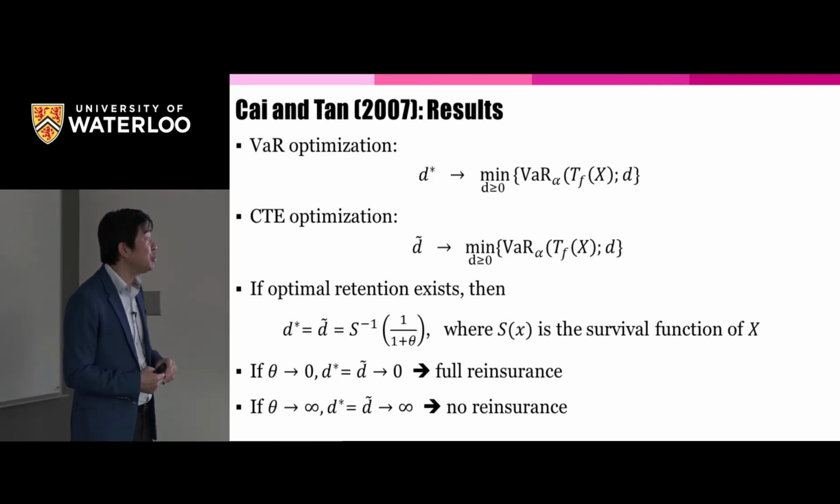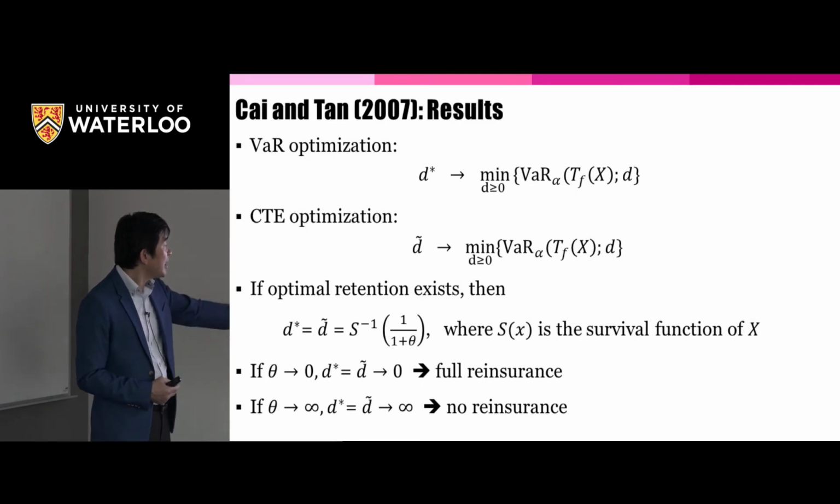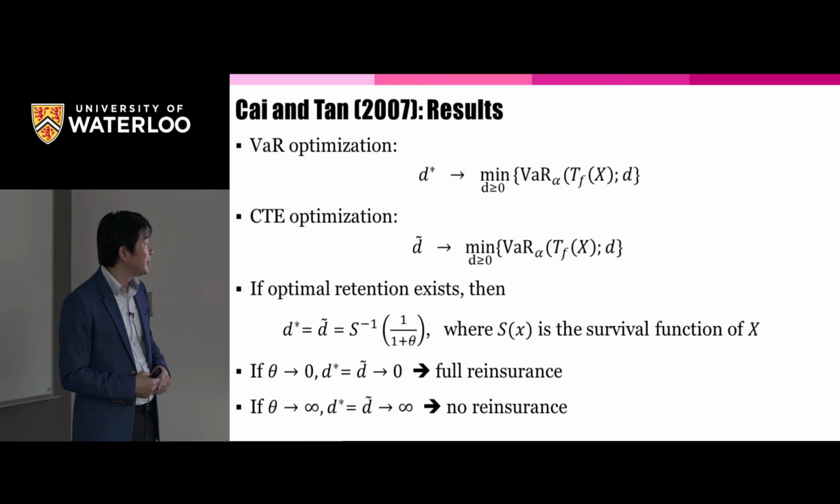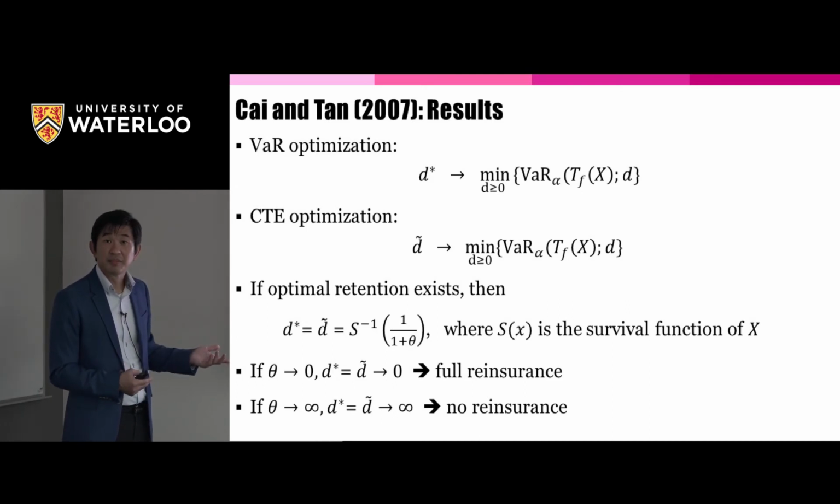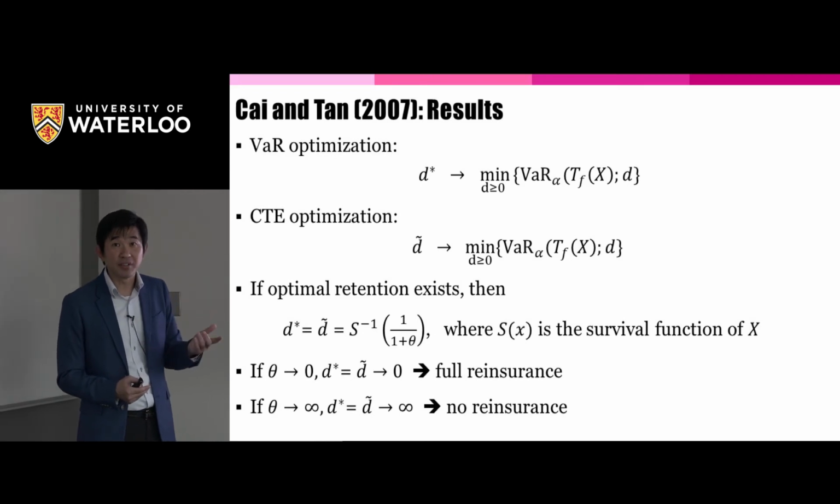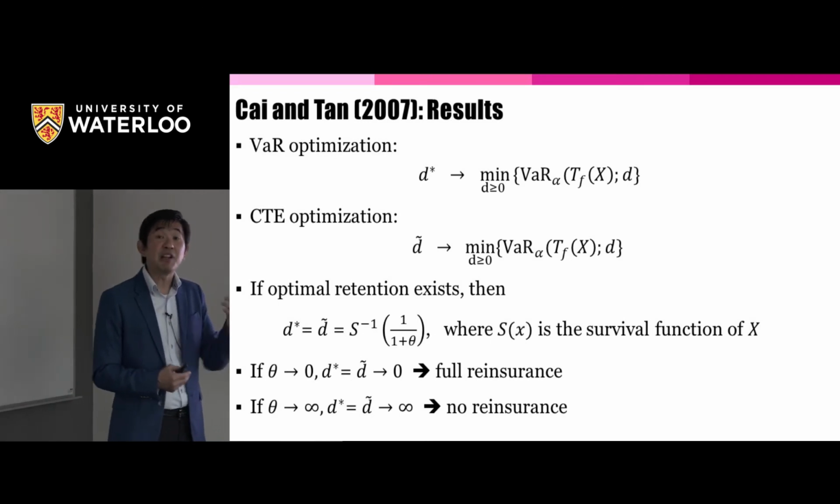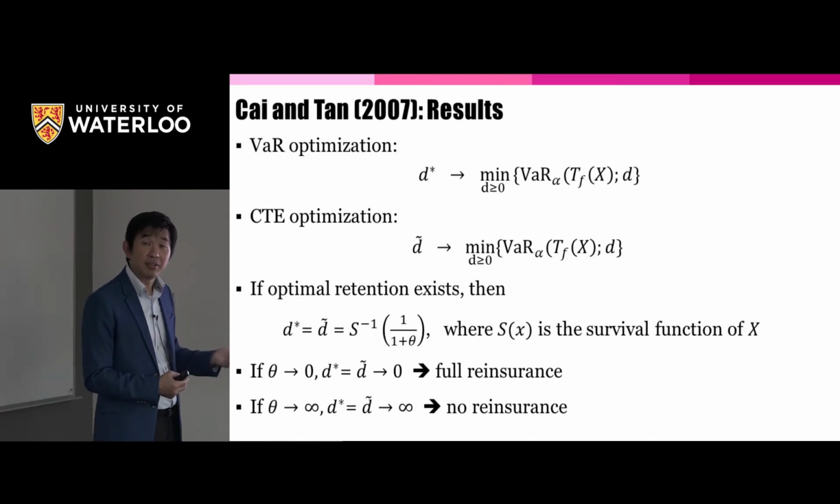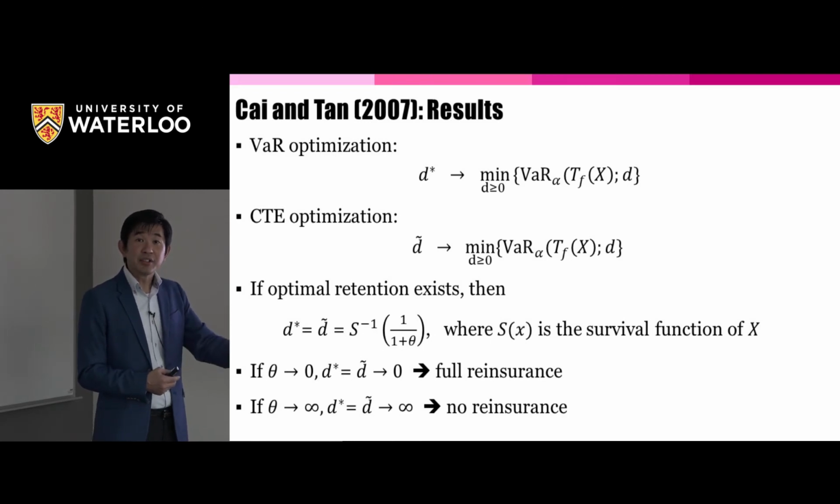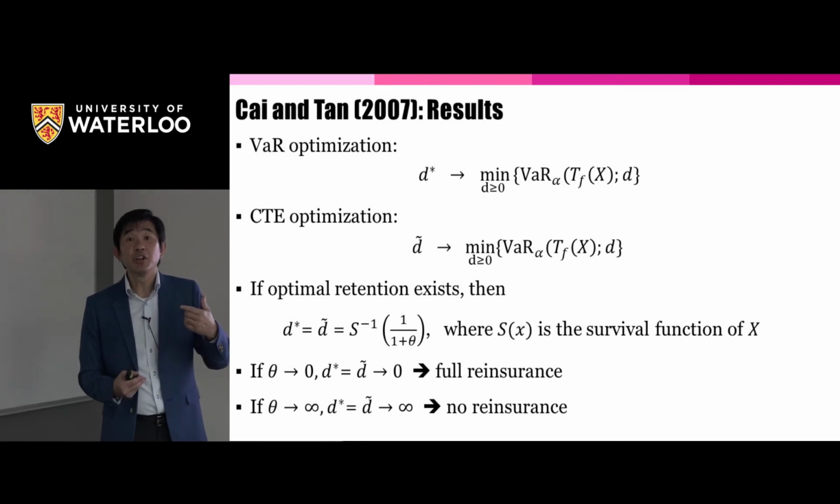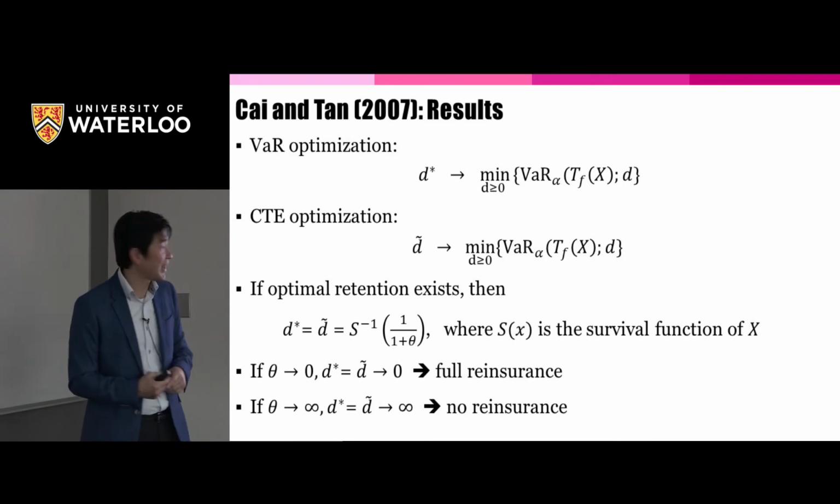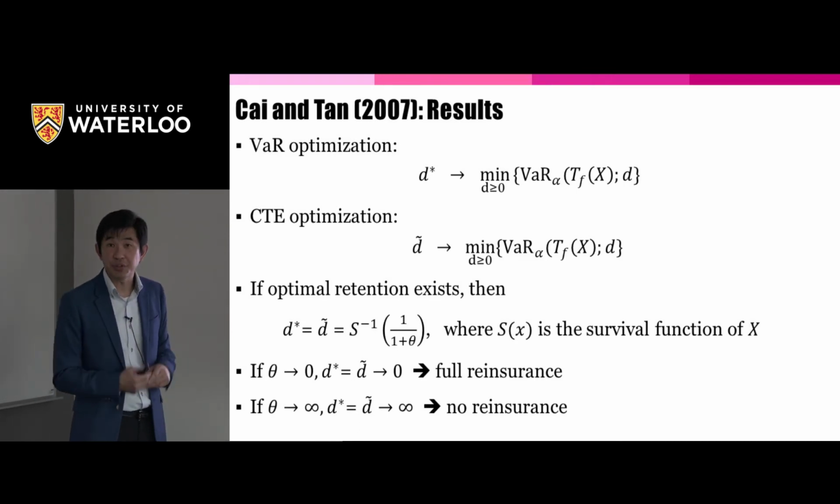Second, it's quite intuitive in the following sense. If theta goes to 0, the retention level also goes to 0. Again, recall what theta represents. Theta represents the safety loading. If theta is 0, the reinsurance premium is equal to the expected payout. So in this case, reinsurance is relatively cheap, and hence the insurance company is willing to transfer all the risk to the reinsurance company. And hence, this represents a case with full reinsurance.